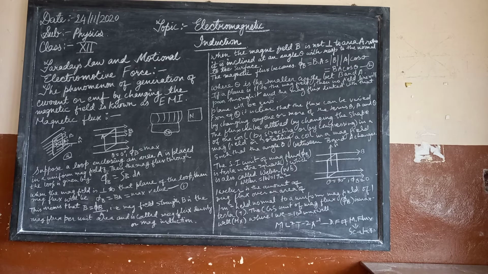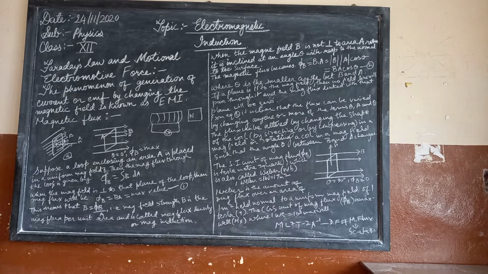So the SI unit of magnetic flux phi B is Tesla meter square, which is also known as Weber, and 1 Weber is equal to 1 Tesla meter square. 1 Weber is the amount of magnetic flux over an area of 1 meter square held normal to a uniform magnetic field of 1 Tesla. The CGS unit of magnetic flux phi B is the Maxwell, Mx, where 1 Weber is equal to 10 to the power 8 Maxwell.